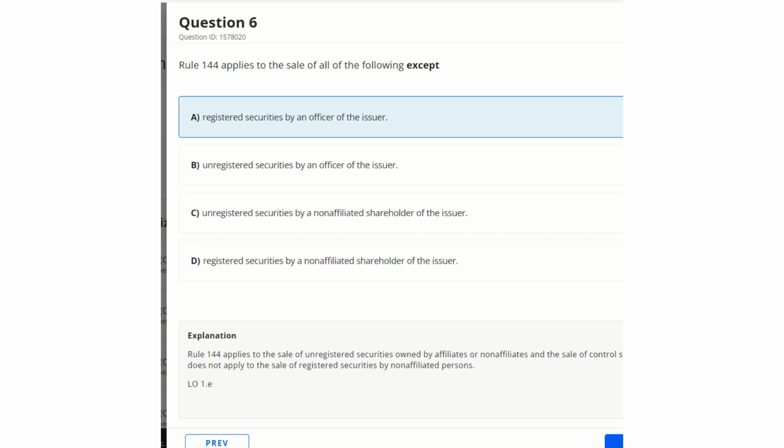So let's see. It's either registered or unregistered, or it's affiliated or officer. So it looks like 144 applies to registered and non-affiliated. Sorry, let's take a look at that again. Combining the two together, 144 applies to unregistered and either one, affiliates or non-affiliates. So the only one that doesn't meet that is D, registered securities for non-affiliated issuers.